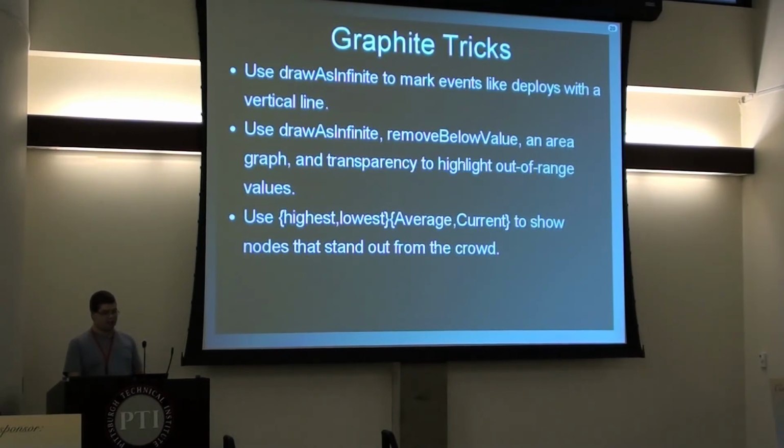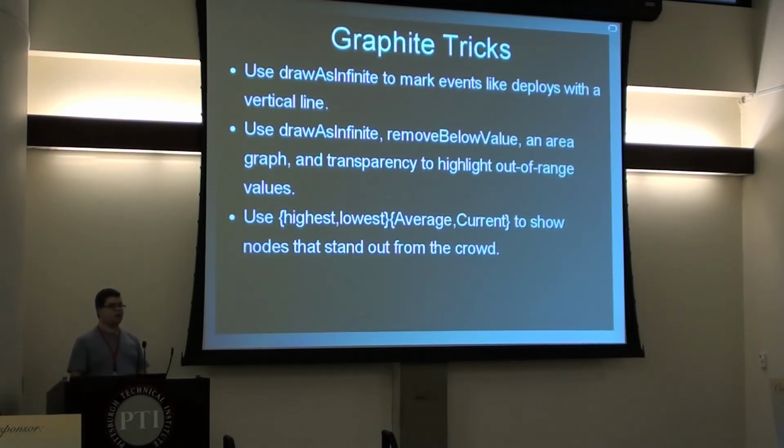If you use draw as infinite and remove below value and put a little bit of transparency in there and put it on an area graph, then you can highlight when things are bad. Instead of having to look at a line and be like, yeah, this is over the limit, you can get a highlight.